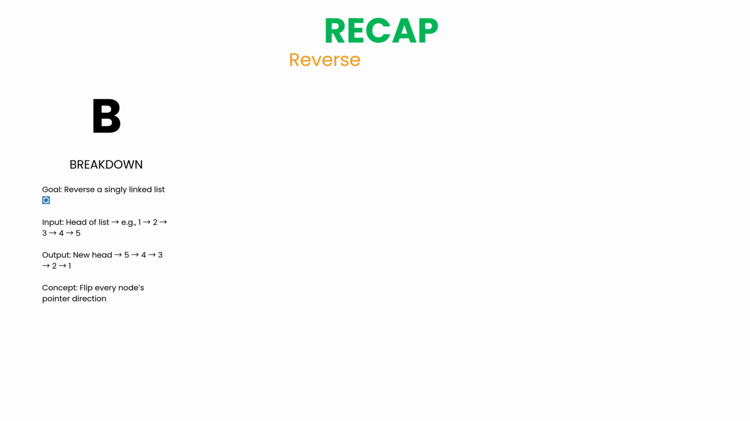Breakdown recap. Conceptually, the task is simple. Take a singly linked list and reverse the direction of all its pointers so that the last node becomes the new head. If you think about it, this is like undoing actions in a text editor. You want to traverse everything in reverse order.